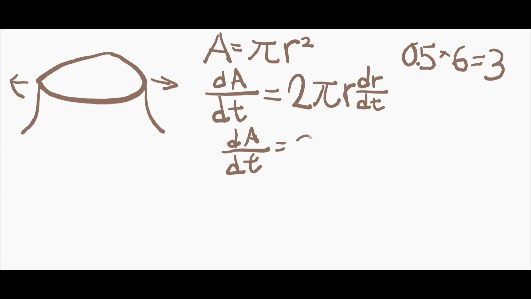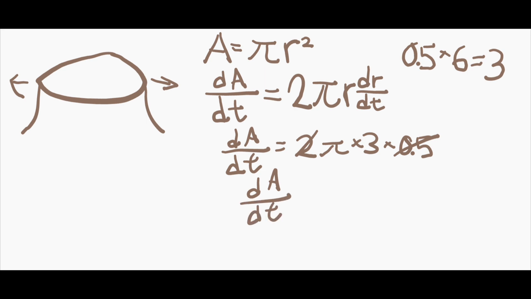So dA over dt is equal to 2 pi times 3 times dr over dt, which is 0.5. So the 2 and the 0.5 cancel out. We're left with dA over dt is equal to 3 pi. And don't forget units. We are in centimeters squared per year. Now we know that the tree grows by 3 pi centimeters squared per year. That would make for a very long wait if you want to make a table from scratch.